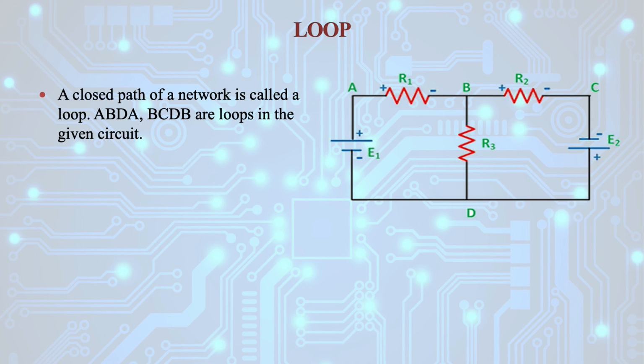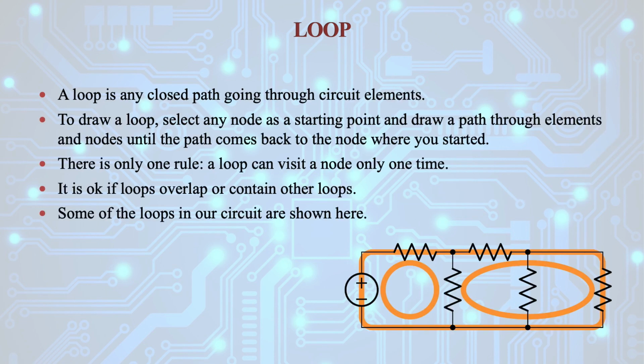Now again we have to understand what is a loop. A loop is any closed path going through circuit elements. To draw a loop, select any node as a starting point and draw a path through elements and nodes until the path comes back to the node where you started. There is only one rule: a loop can visit a node only one time. It is okay if loops overlap or contain other loops. Some of the loops in our circuit are shown here. So in the circuit you can see there are 6 loops.